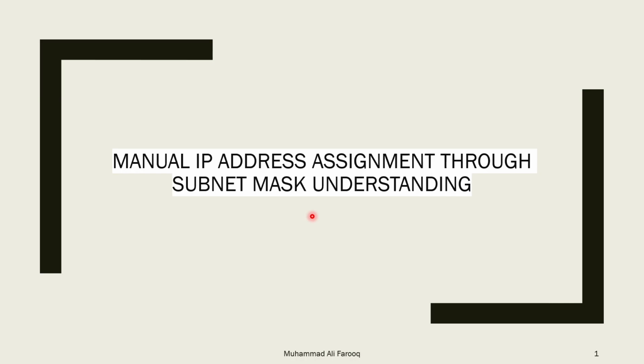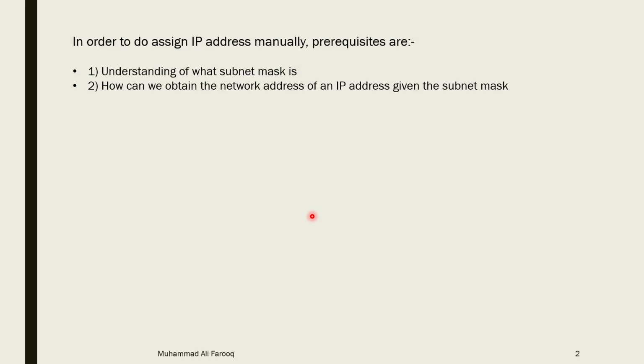In this video tutorial, we will see how we can manually assign IP addresses through the basic knowledge of subnet mask. In order to assign IP addresses manually, we should know what the subnet mask is, and if we are given an IP address along with its subnet mask, we should be able to calculate the network address of the given IP address. To be able to do this, we should know the major classes of the IP address and their corresponding default subnet mask.